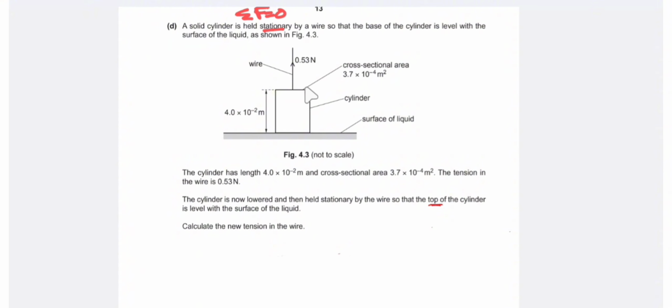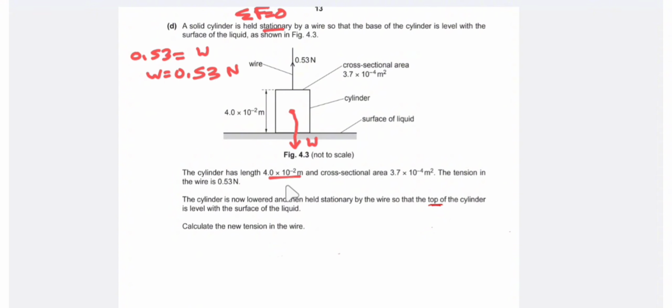That means the upward force is equal to the downward force. We get the upward force as 0.53, the tension force. And the downward force is the weight, and no other force is acting. So the resultant force is zero, and the weight is equal to 0.53 newtons.